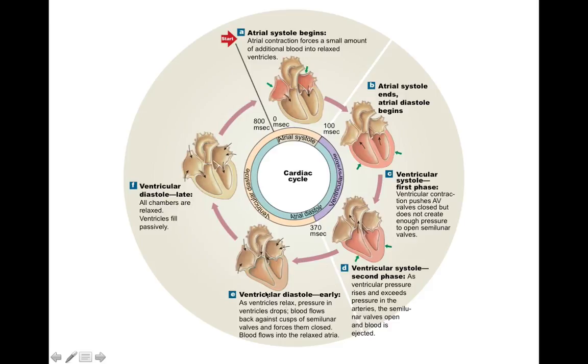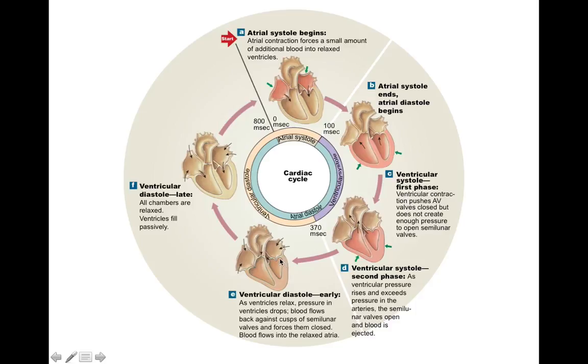So the early phase of ventricular diastole is when the ventricles first start to relax. Now they have less pressure in each ventricle than the aorta and pulmonary trunk, so the semilunar valves swing closed because they're going to prevent backflow of blood there. And when those semilunar valves close, they close with so much force that it creates another sound, which is S2, or the dub noise.